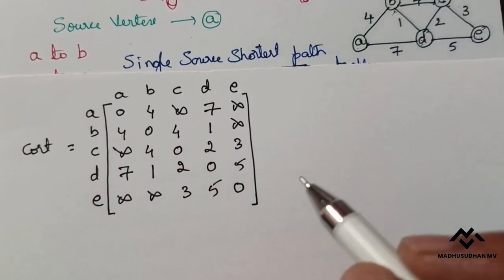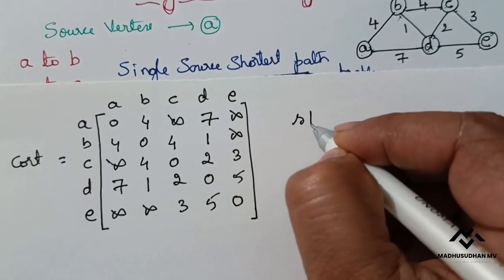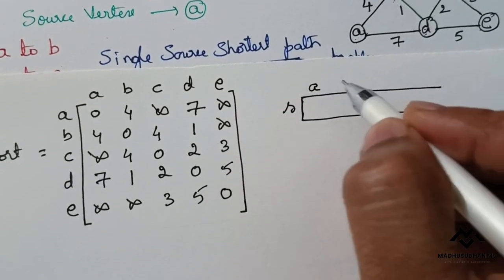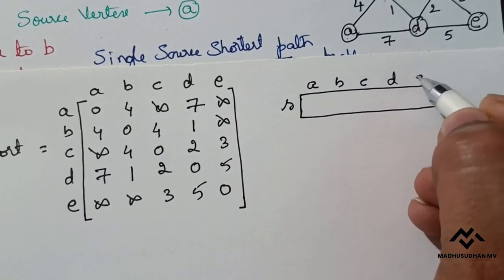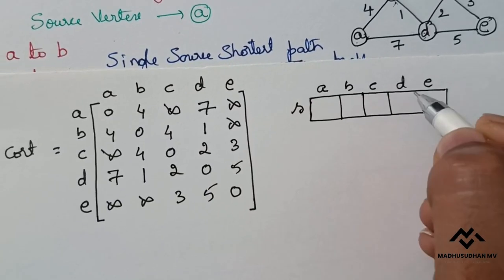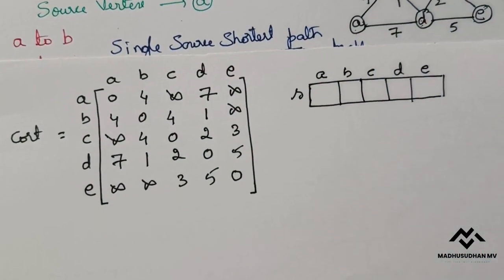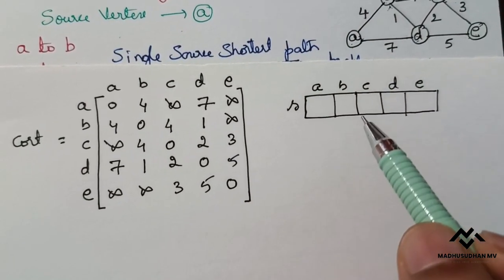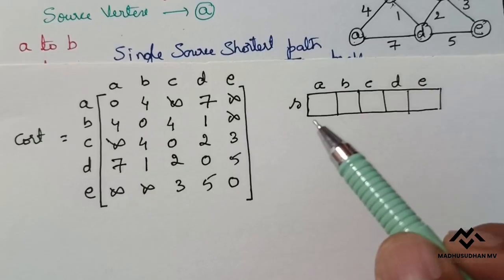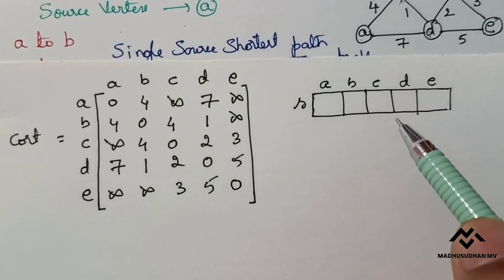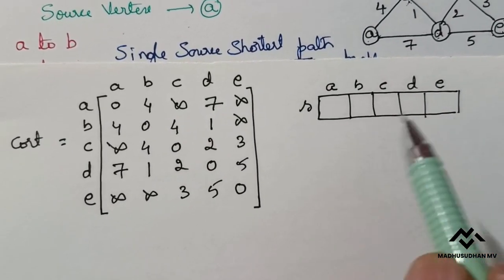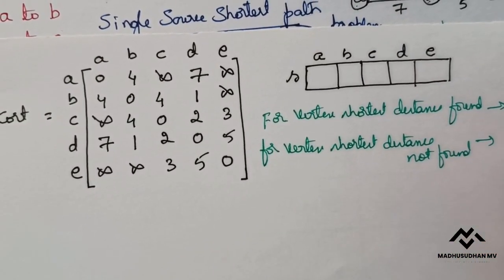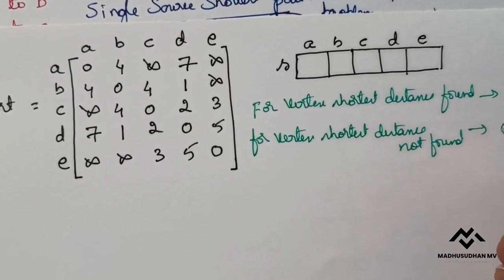I'm using this, and I'm using one more array called S. You can name it whatever you want, but I'm using this name. Now this is my index. This array gives the information about for which vertices I found the shortest distance and for which vertices I did not. For which vertex the shortest distance is found, I make it 1. If it is not found, I make it 0.